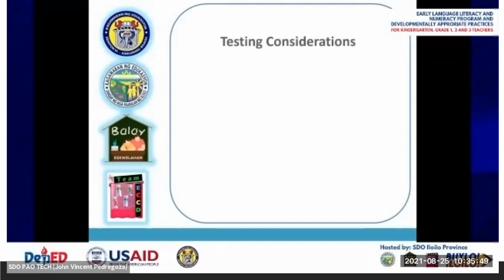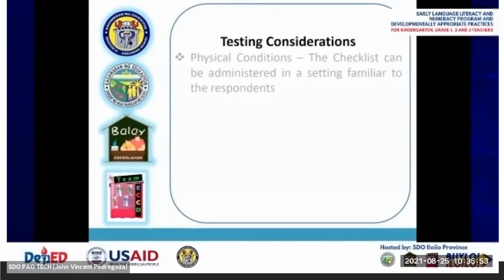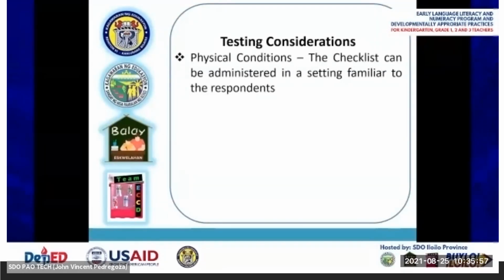Testing considerations. Physical conditions. The checklist can be administered in a setting familiar to the respondents. Ideally, the place should be relatively quiet, well lighted and ventilated, and have a table and chairs to provide comfortable conditions for the respondents and examiner. If conducted outdoors and there is no table, any flat work surface will suffice.